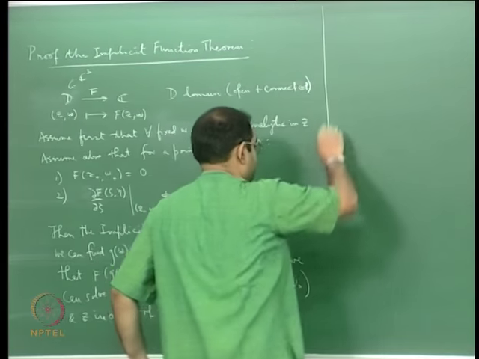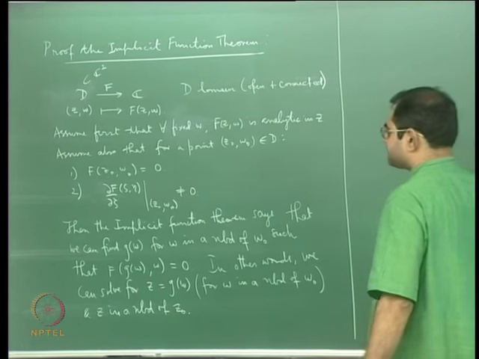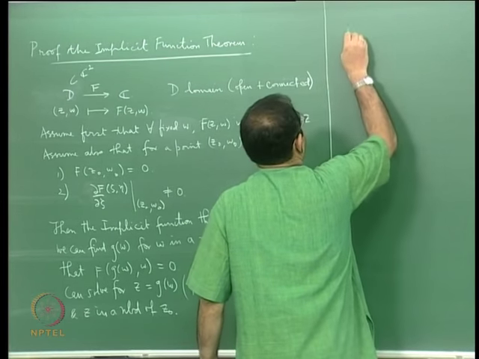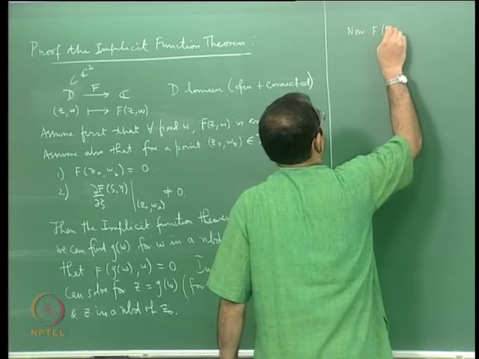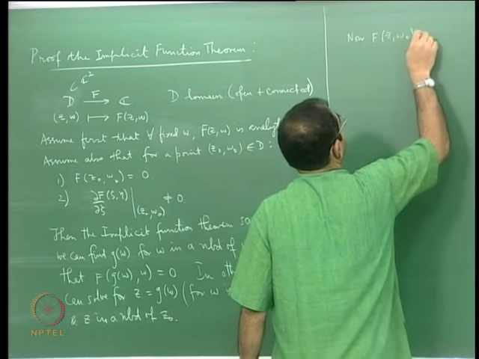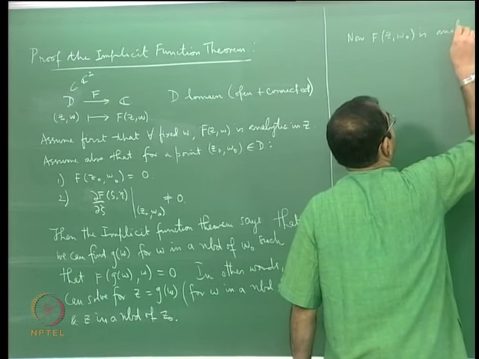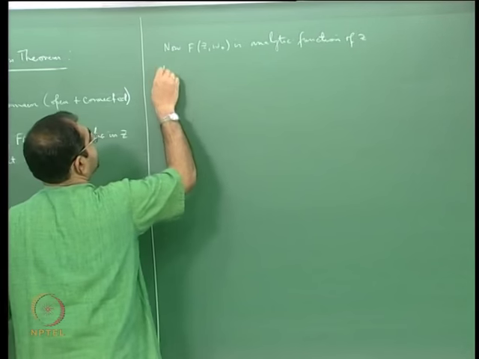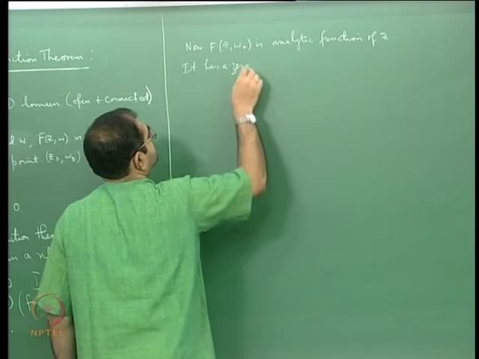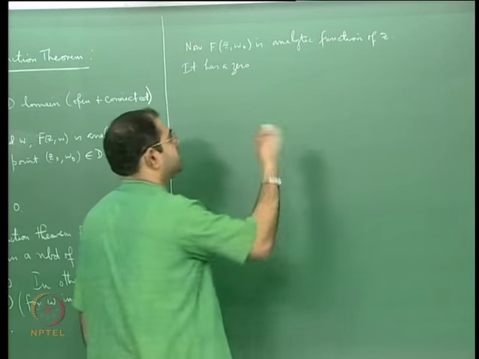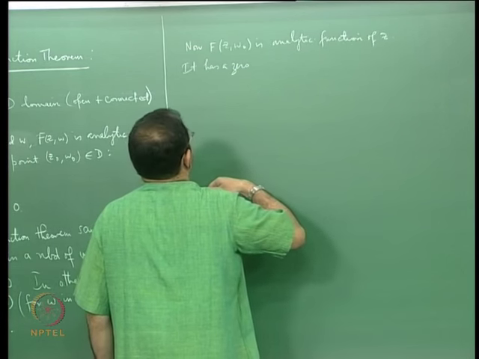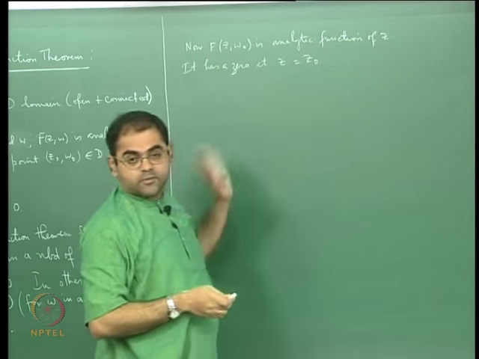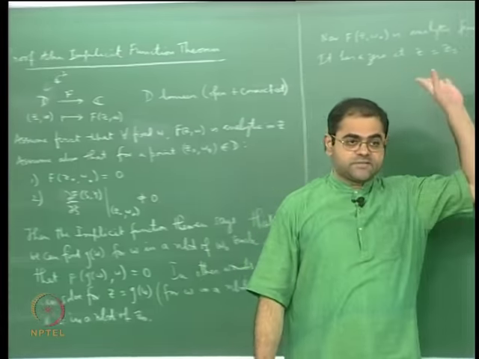Now let us see how this is achieved. So, the first thing I want to start with is, see, now you see f of z comma w naught is an analytic function of z. Okay, it has a zero. Of course, analytic is the same as holomorphic, complex differentiable in a neighborhood. It has a zero at z equal to z naught because f of z naught comma w naught is zero. That's our assumption. So z naught is a zero of this analytic function.